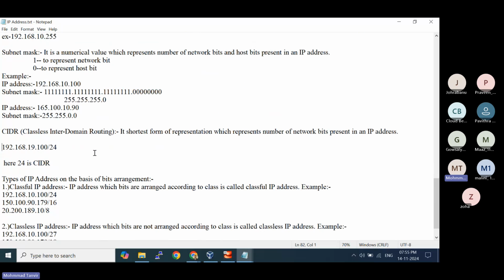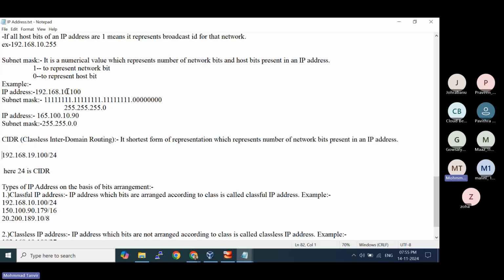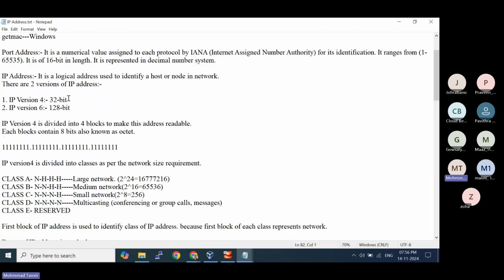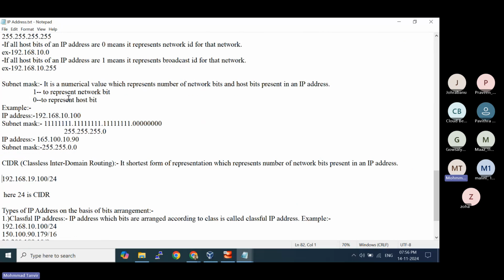Now, when we configure an IP address, along with the IP we need to configure a subnet mask. Because when we do subnetting, the order of the network bits and host bits changes. So to make the computer system understand how many bits are network and how many bits are host in a network, we define the subnet mask. A subnet mask is a numerical value representing the number of network bits and host bits in an IP address. 1 is used to represent a network bit and 0 a host bit.